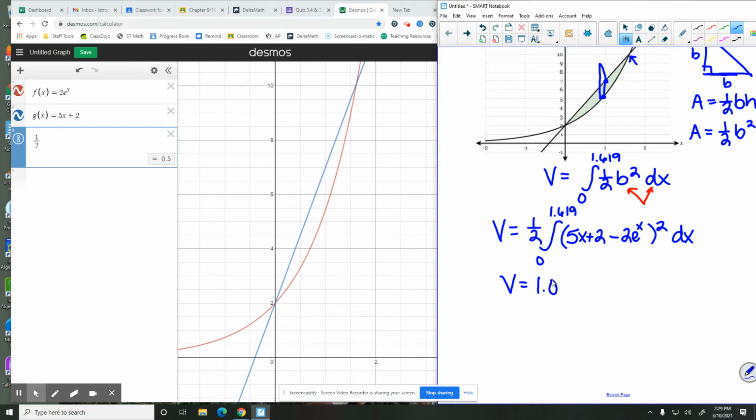So anyway, the answer for this one would be 1.069. Let's do one more.